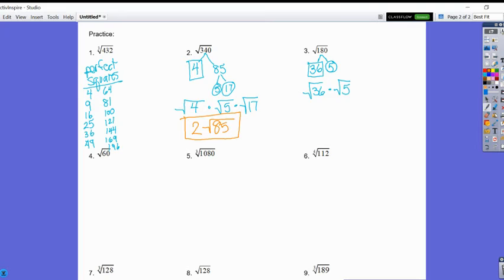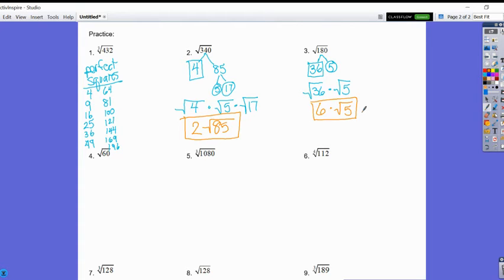We've got to recognize that the square root of 36 is a perfect square. That is 6 times the square root of 5. I can't do anything else to simplify that. It's just what it is. So the square root of 180 is the same as 6 times the square root of 5.